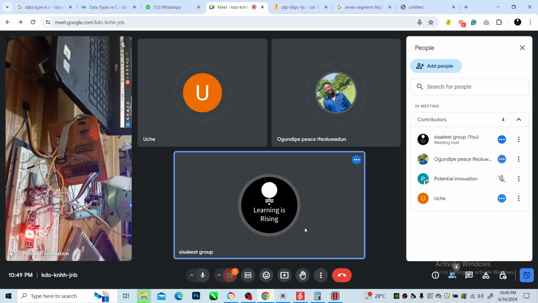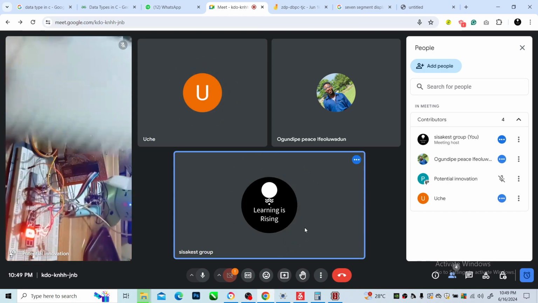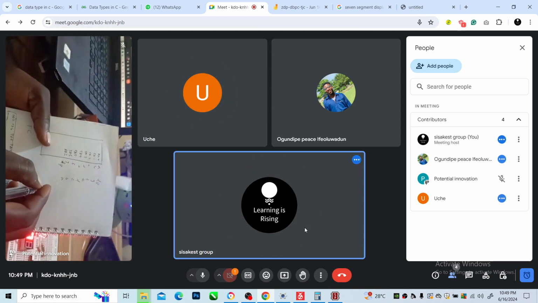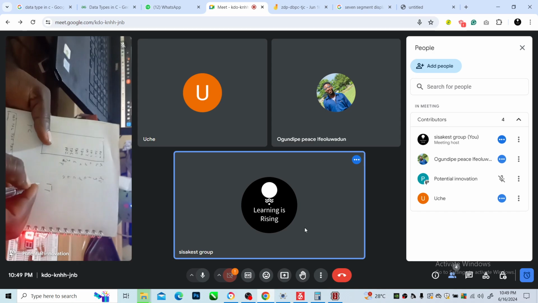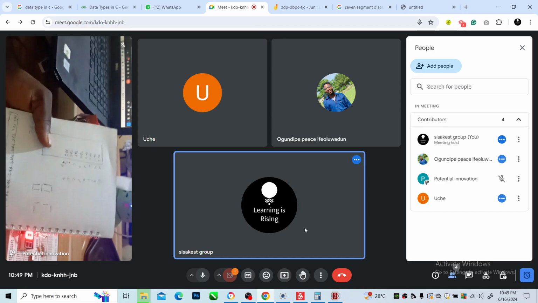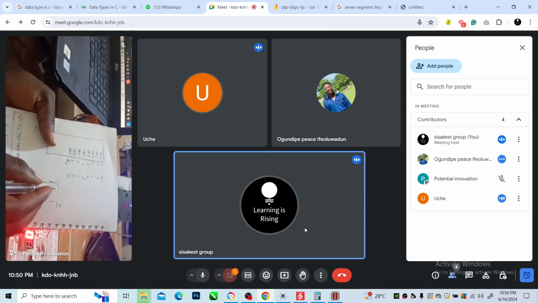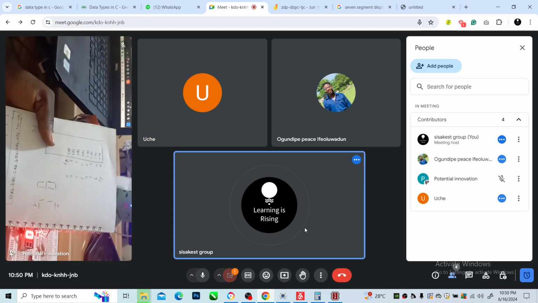So let me try and write something that is not a number. Let me write the letter C. So let's analyze it. This is my 7-segment display, and this is my C shape. That means I'm turning on A, B, C, D, E, F. Wait, that's all: A, D, E, F.